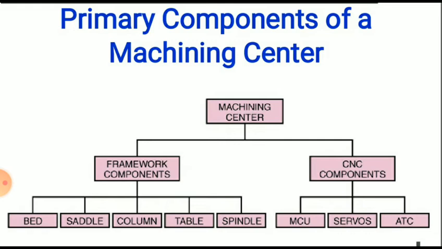The primary components of a machining center: a machining center consists of framework components and CNC components. The framework components include bed, saddle, column, table, and spindle, and the CNC components include the machine control unit, that is MCU, then servo motors, and ATC. ATC means automatic tool changer.